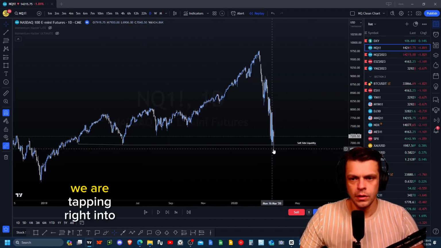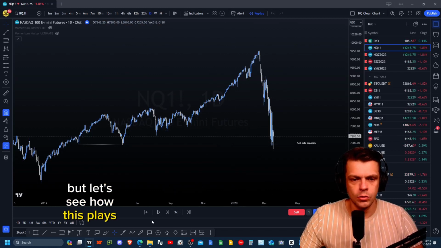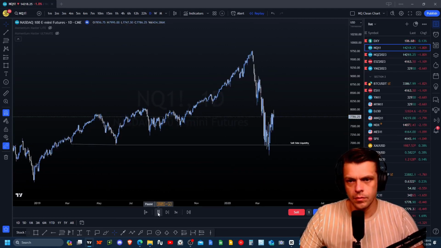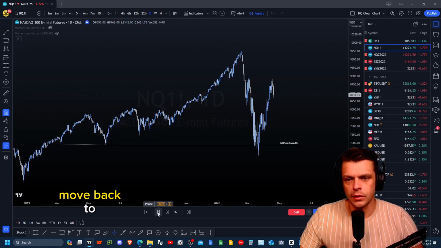Okay, so see, we are tapping right into that liquidity pool, not displacing to the downside. So let's see how this plays out. Then it starts to aggressively move back to the upside. That has been my explanation on sell side and buy side liquidity.